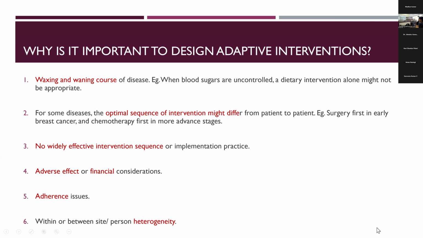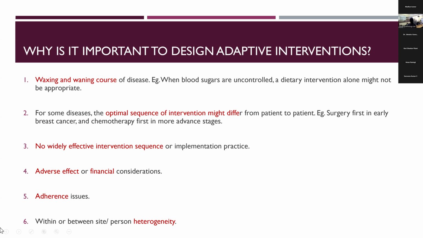When do you give insulin? Now, the next scenario where we would use an adaptive intervention is when optimal sequencing might differ. For example, a patient with early breast cancer, you would want to give them surgery first, and depending on the surgical margins, you will give them chemotherapy. Whereas somebody with advanced breast cancer, you will give them chemotherapy upfront and then go to surgery.